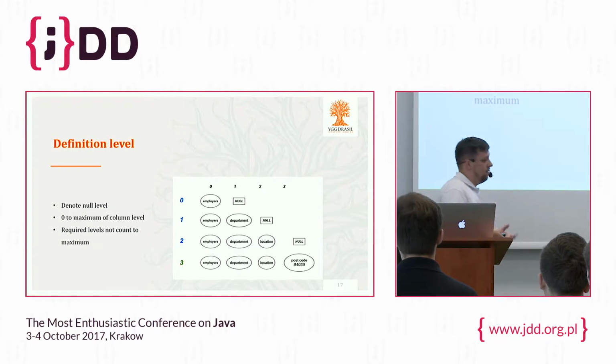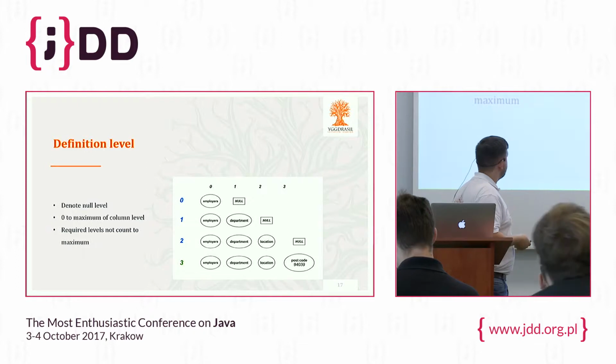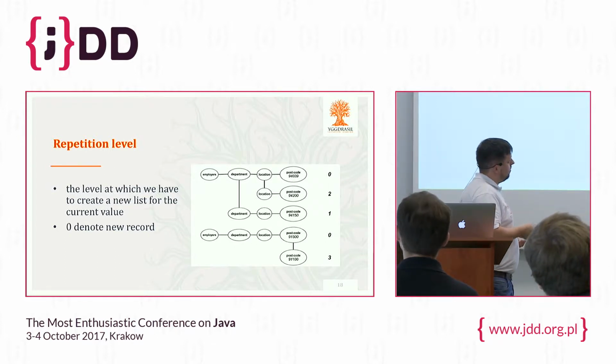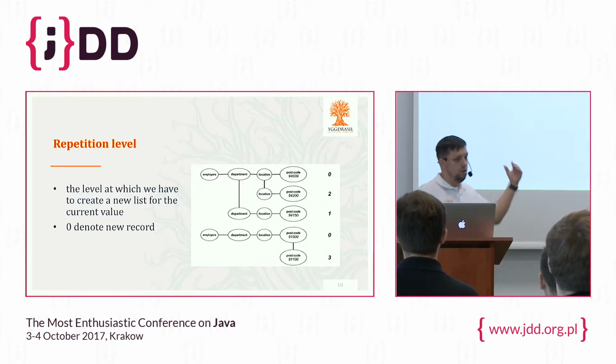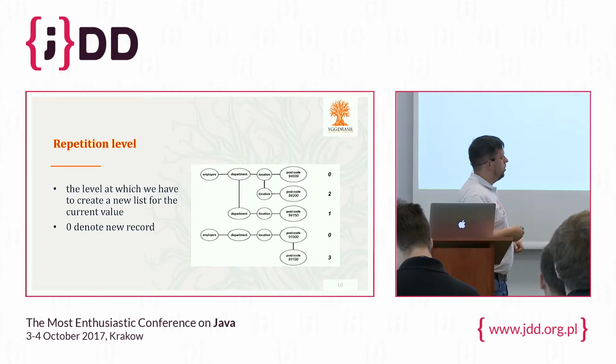And of course, if we have a required field, that means we don't need that value because it will always be defined. The second factor is the repetition level, which gives us the information at which level we are creating a new element. So first of all, 0 means that all the time we're creating something new, from the root level to the very value level.